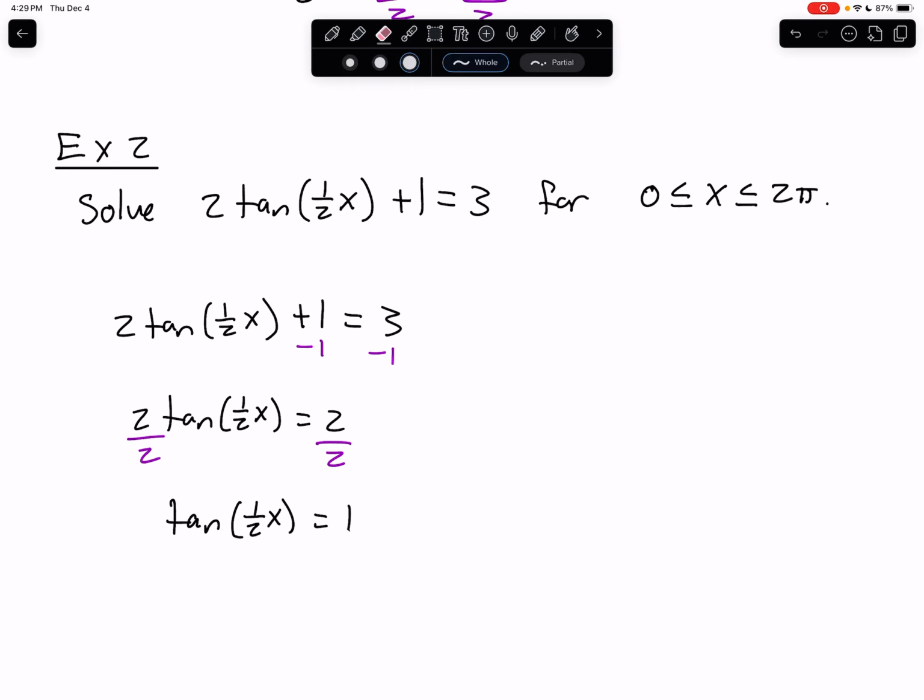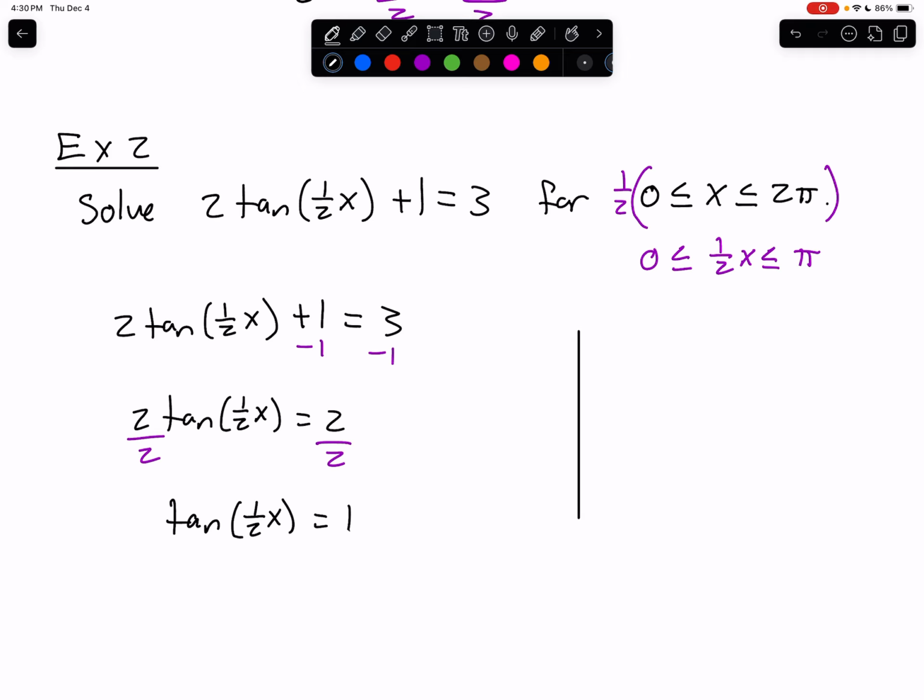And as a matter of fact, why don't I just go ahead and change my interval right now? The angle I'm looking at is 1/2 x. So I want to figure out where 1/2 x is ranging between. So I'm going to take this interval and multiply it by 1/2. Okay, so I'm going to have 0 is less than or equal to 1/2 x is less than or equal to pi. Okay, so now I'm just looking at the interval from 0 to pi, and that might be helpful for me.